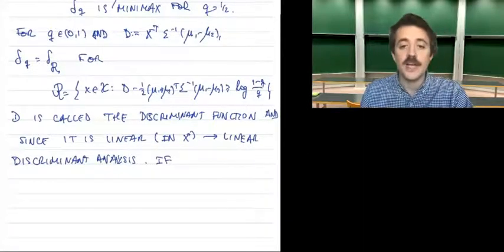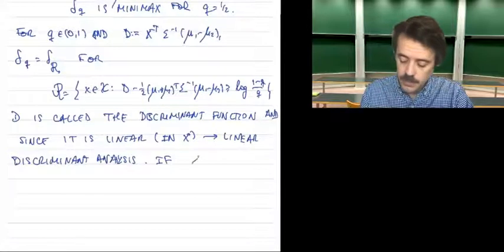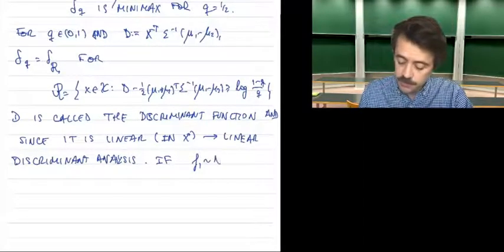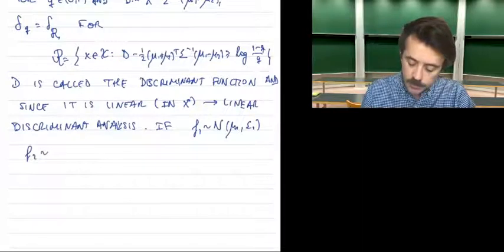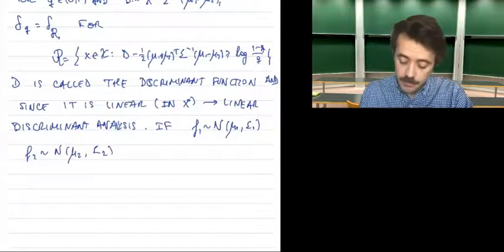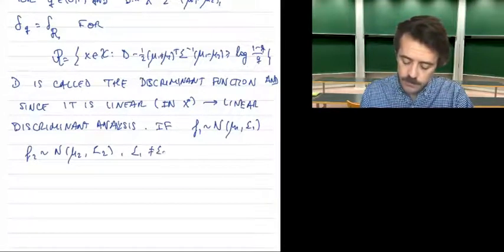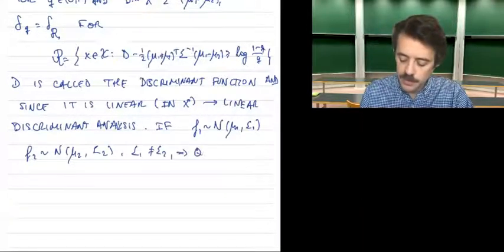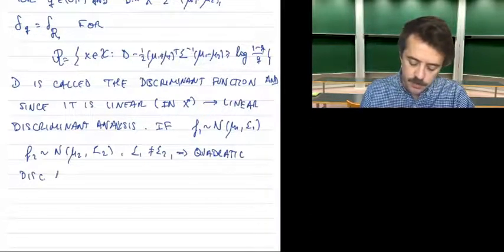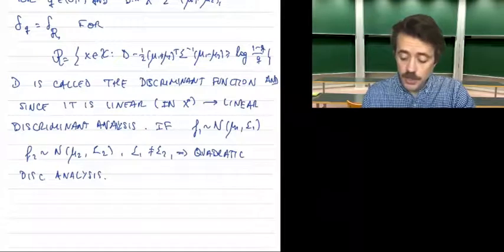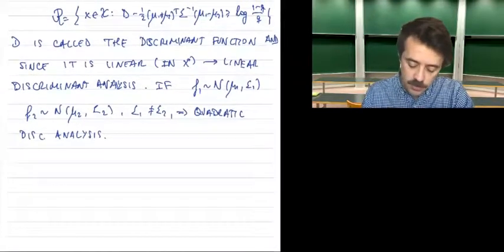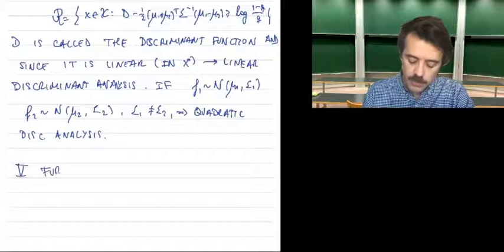If we have that F1, this is not in the example sheet, so this is just for your information, if we have that the populations do not necessarily have the same covariance matrix, then we're talking about quadratic discriminant analysis. Okay, so we are done with this section.